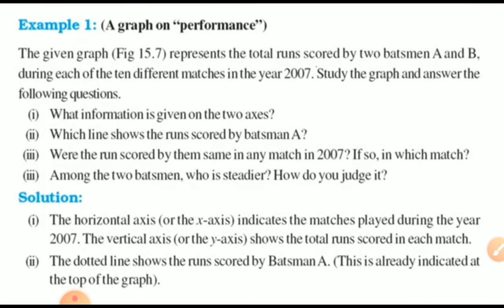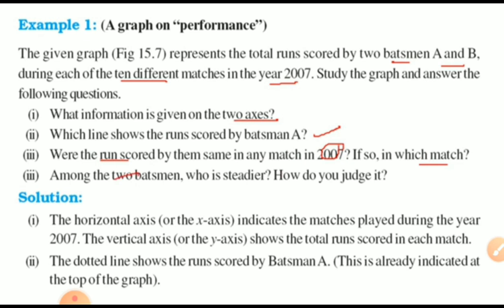What information is given on the two axes? We can say the x-axis shows the batsmen's matches in 2007. Any questions? Which line shows the runs scored by batsman A? The dark line. Were the runs scored by them the same in any match in 2007? Both have made the same run. If so, in which match? Among the two batsmen, who is steadier? How do you judge it?